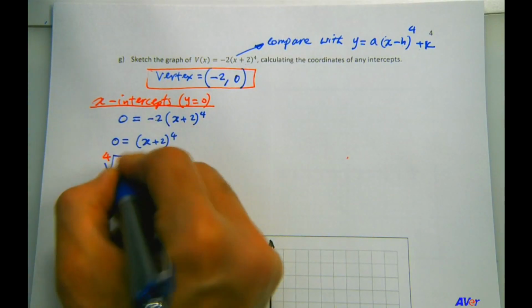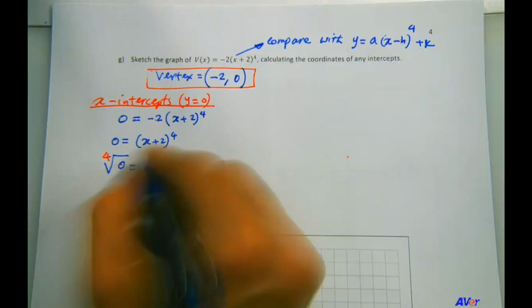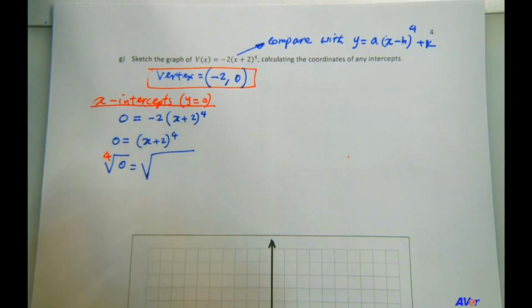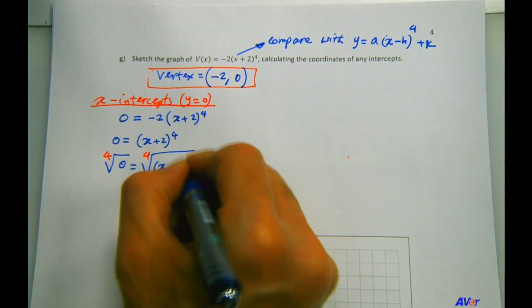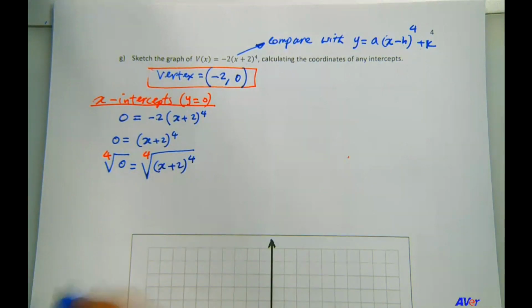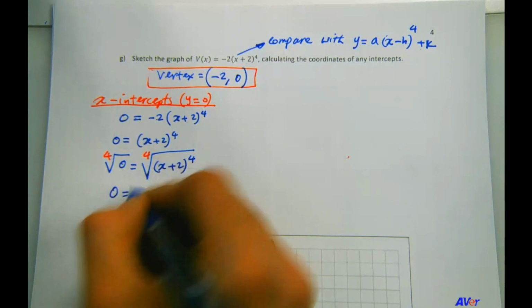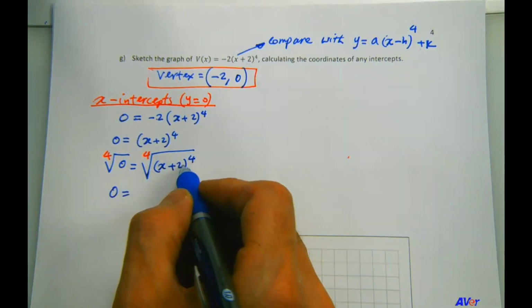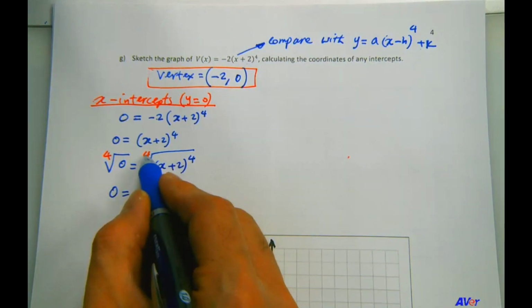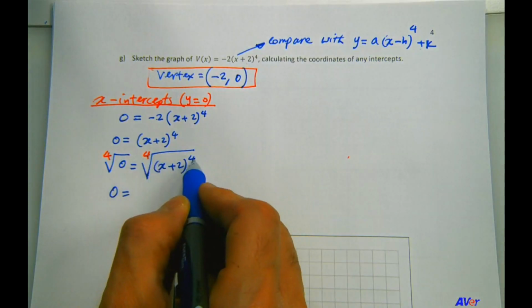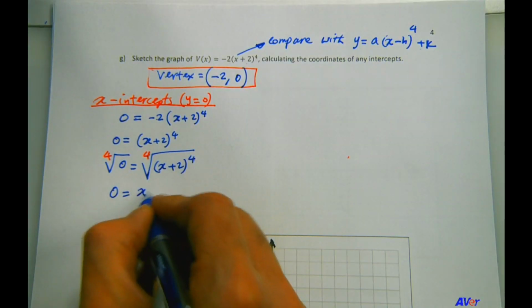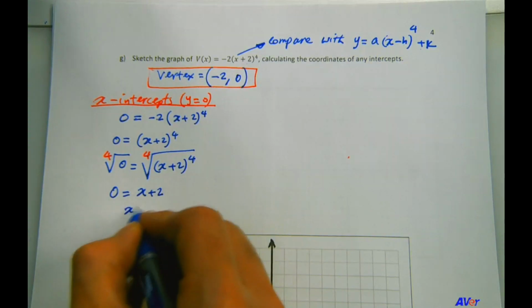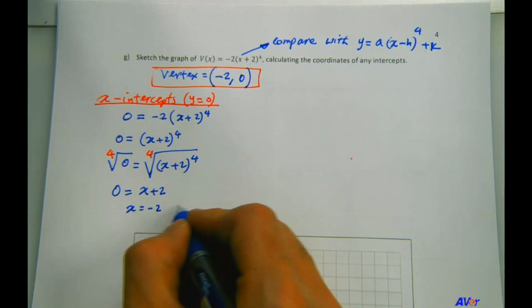So the 4th root of 0 equals the 4th root of (x plus 2) to the 4th power, right? On the left we have 0. On the right, things simplify drastically because the 4th in the index and the 4th power cancel each other out. We have x plus 2, and then x equals -2.